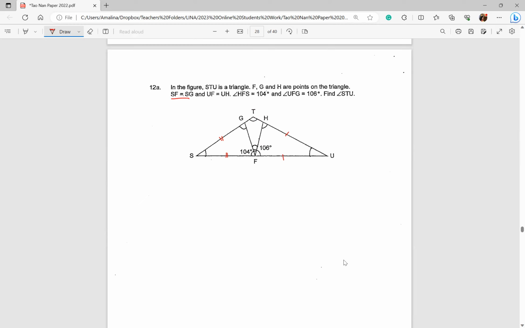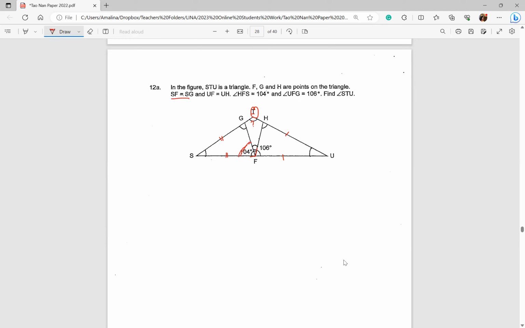So angle HFS, okay, this angle here is 104 degrees. Angle UFG is 106 degrees. So find angle STU. So this is the angle we're looking for. Okay. So first thing is you look at the information. I can easily find this angle. Alright, how do I find this angle?